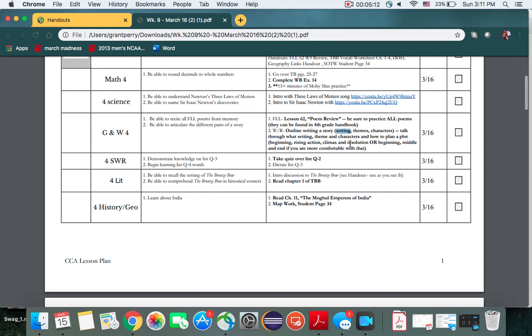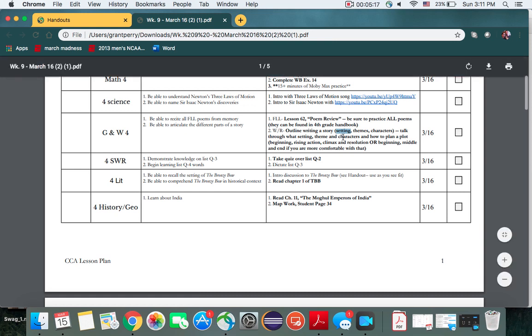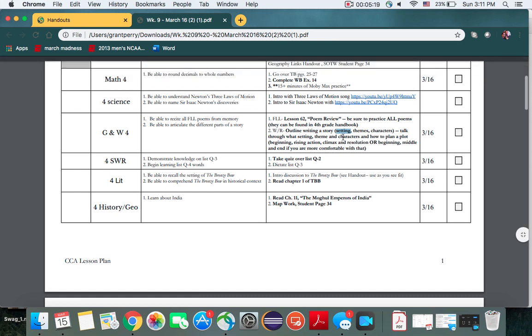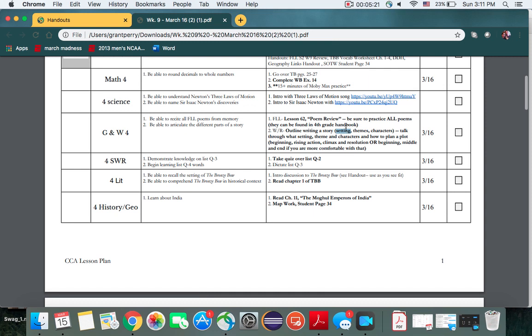So if you want your setting to be, we'll talk about the setting from The Bronze Bow. So that setting is in Israel during the times of Jesus. So you would say for your setting, the country of Israel, more specifically, you could even say Galilee, around the Sea of Galilee, in the year 0, more or less, right? And you would describe what that time and place is like.